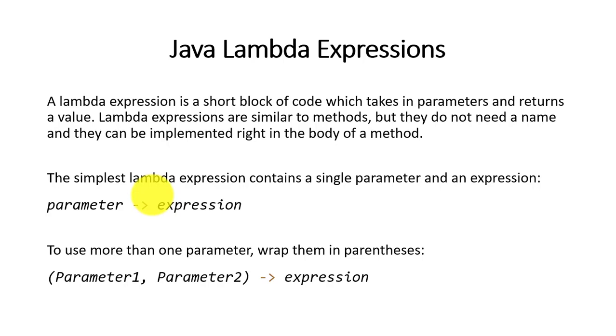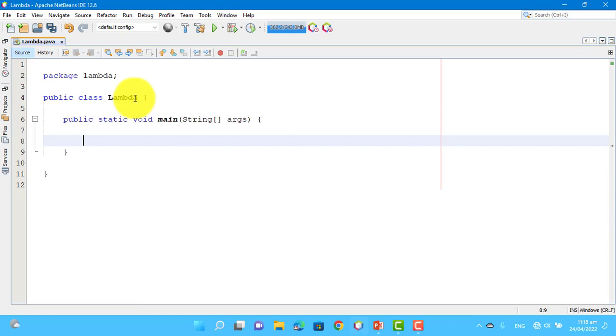Let's jump to the NetBeans IDE and work through a few practical examples on Lambda package. Our main class, public class Lambda, we have one public method, the main method.